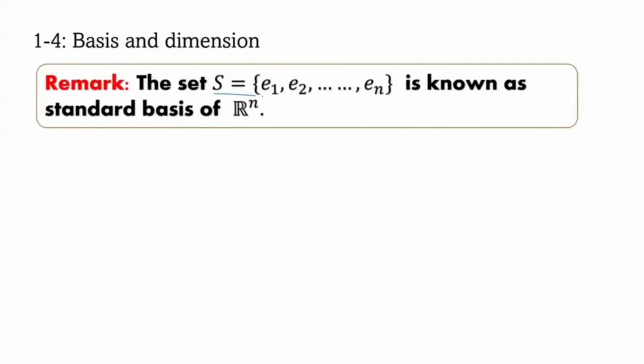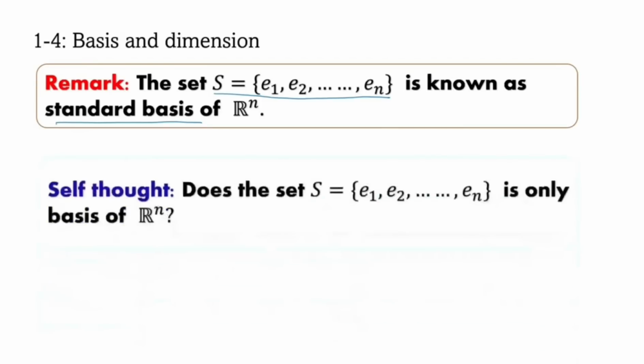The set S which we defined in the previous theorem and used in its proof is known as the standard basis. Now the question is: is this the only basis of Rn? We'll find out the answer after some slides.